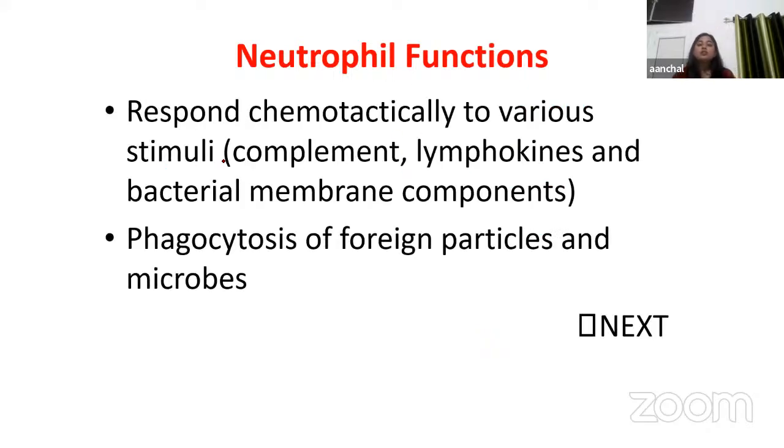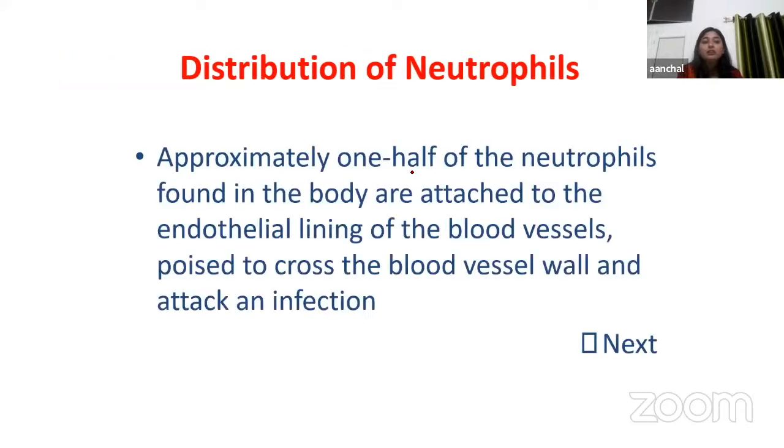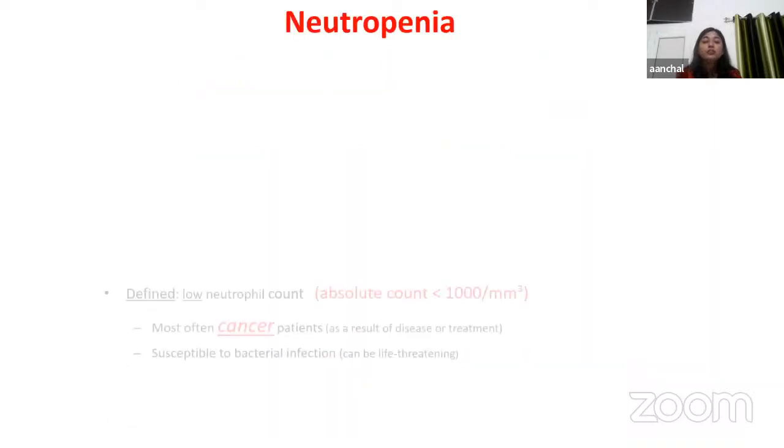Now the functions: they respond chemotactically to various stimuli, and phagocytosis of foreign particles and microbes is the main function of neutrophils. Then talking about the distribution, approximately one half of the neutrophils found in the body are attached to the endothelial lining of the blood vessels, poised to cross the blood vessel wall and attack an infection. So this is all about the distribution of neutrophils.